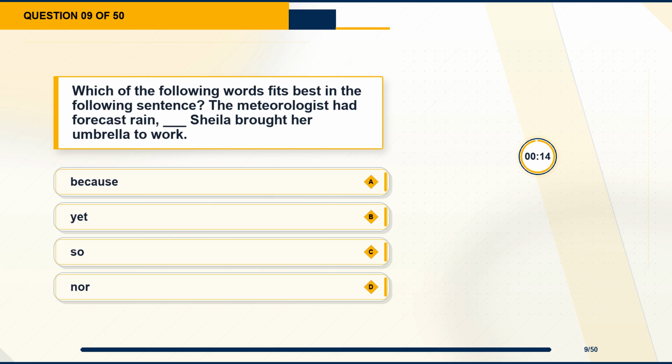Question 9. Which of the following words fits best in the following sentence? The meteorologist had forecast rain. Blank Sheila brought her umbrella to work. Option A, because. Option B, yet. Option C, so. Option D, nor.